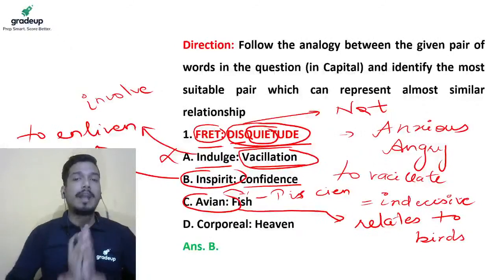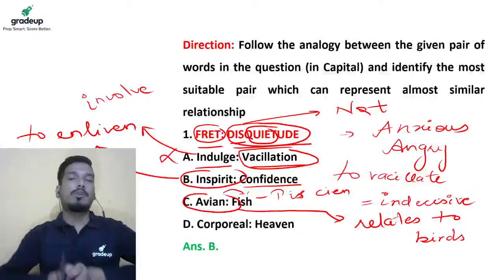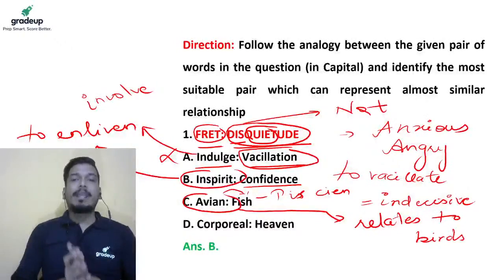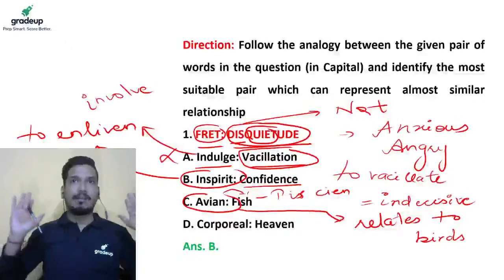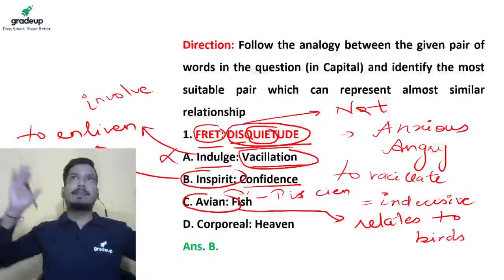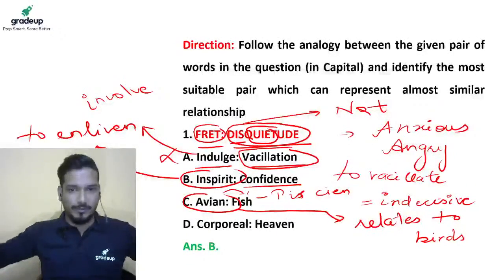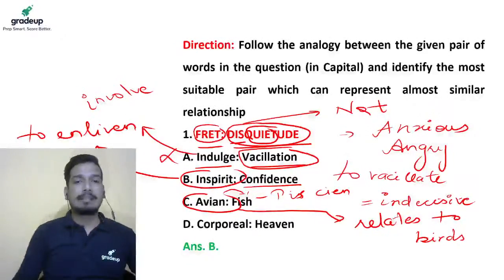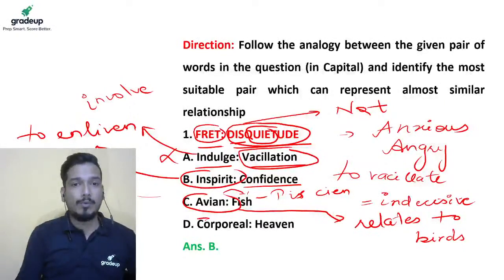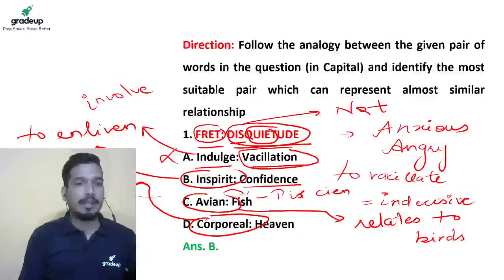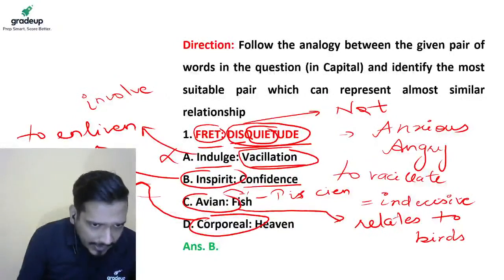D, corporeal and heaven. Now, most people are inclined towards marking D. I don't know why. Anyway, heaven means that which relates to spirit or spirituality, which is not real, not tangible. Corporeal means related to the body as opposed to the mind. Related to body. Sorry, I might have hidden this thing. Just a second.